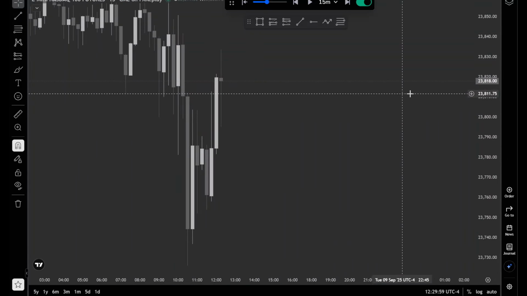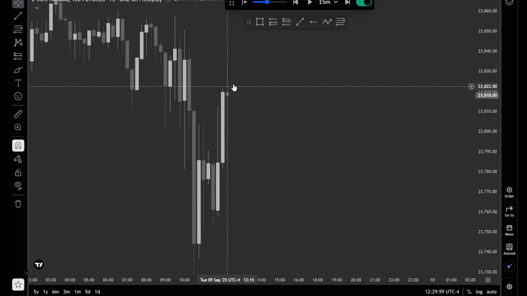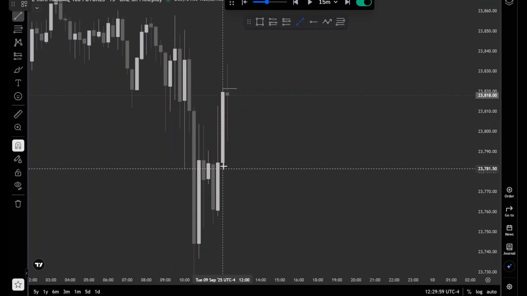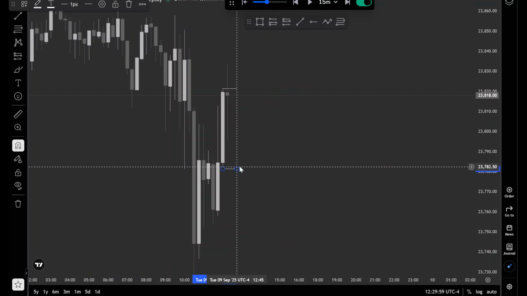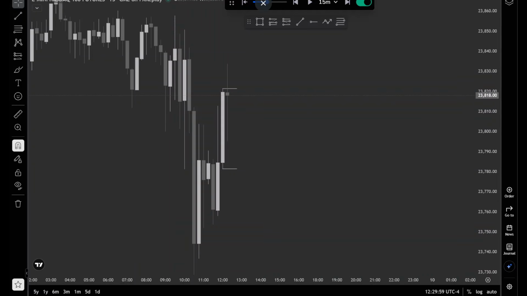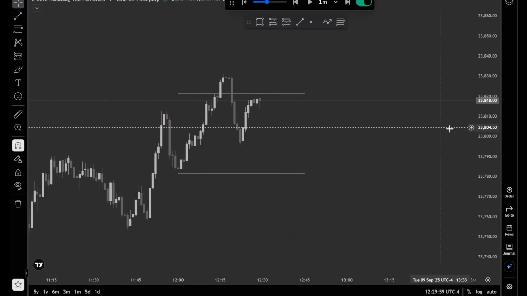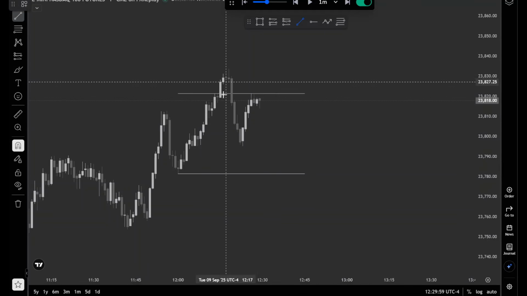Okay, this isn't bad. We tap into the order block, manipulate it. CRT high, and this is our draw on liquidity. Check the 1 minute, see what we're dealing with. Okay, so we obviously have our order block here.